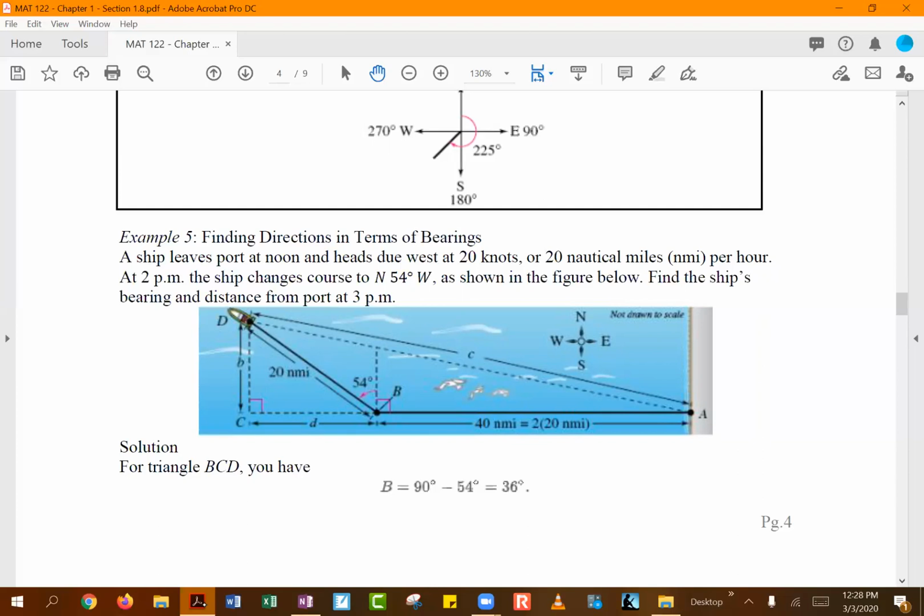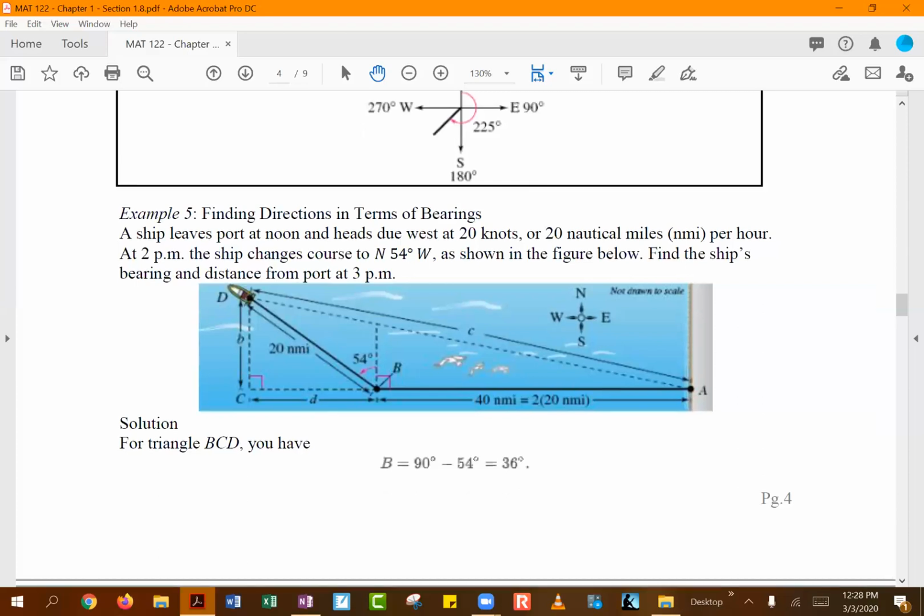We know if this is our north and south line, then this is going to be our angle here, which is at 54 degrees northwest. And then they traveled another hour and they are at another distance of 20 nautical miles. So now they want to know basically the ship's bearing and the distance from port.